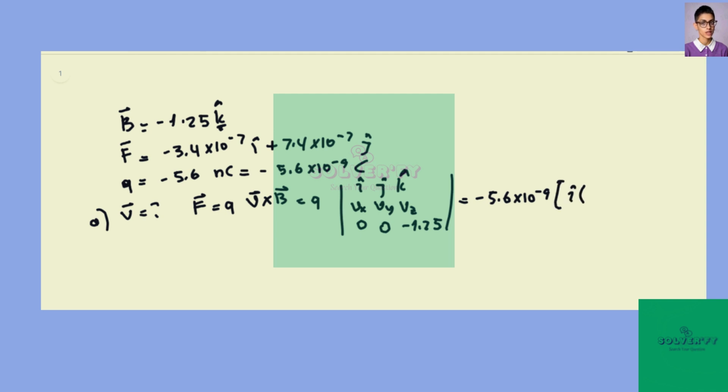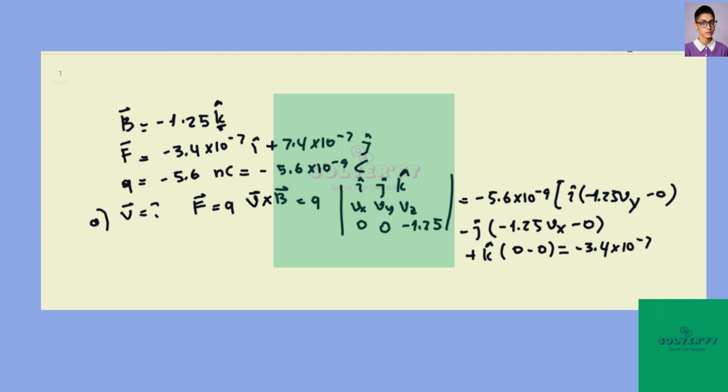Now i hat, V sub Y times negative 1.25, negative 1.25 V sub Y, minus 0, minus j hat. It's going to be negative 1.25 V sub X minus 0, plus k hat, 0 minus 0, right? So this entire thing, which is force, is given to us already. So we know the right-hand side to be 3.4 times 10 to the power negative 7 i hat plus 7.4 times 10 to the power negative 7 j hat.